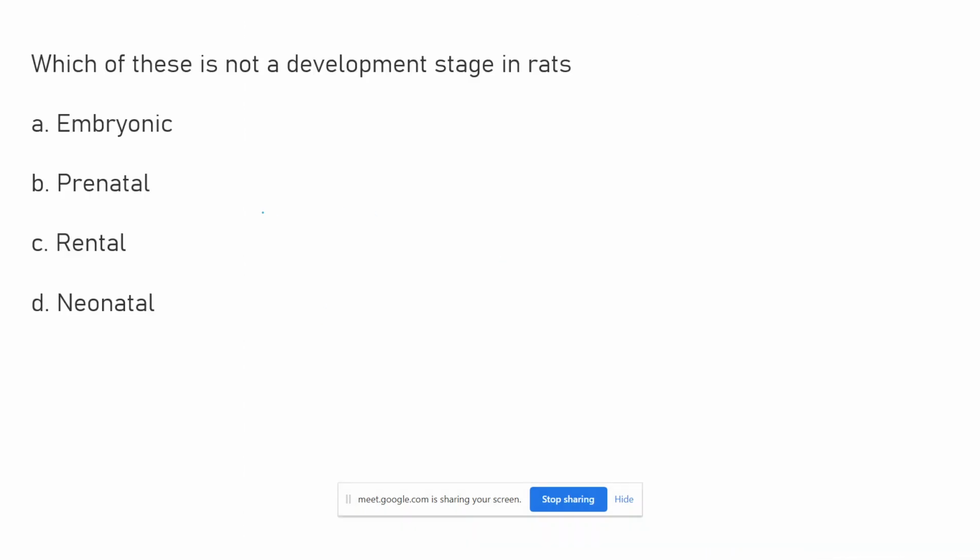So the next question is, which of these is not a developmental stage in rats? The first is embryonic, prenatal, rental, or neonatal.